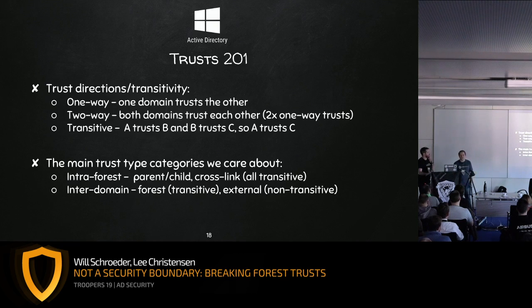Then there's also different trust types. You have intra-forest, so that's if you have everything inside of a single Active Directory forest. The types there are parent-child, which is probably the most common that you'll see. And then you have cross-link, which is just another type that helps, a shortcut trust.